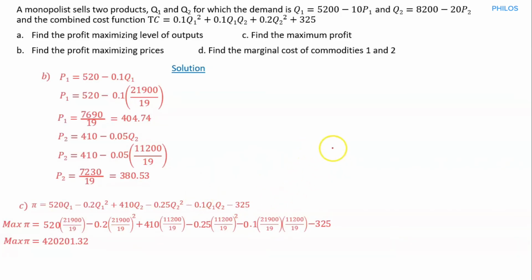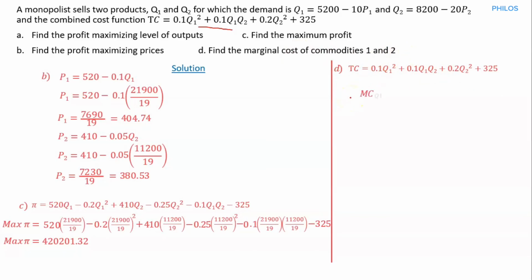Then let's look at question D. Question D says we should find the marginal cost of commodities 1 and 2. To find the marginal cost of commodities 1 and 2, first we recall the total cost function. This is the total cost function here. When we recall the total cost function, we differentiate it with respect to Q1 to get the marginal cost of commodity 1, and also differentiate the total cost with respect to Q2 to get the marginal cost of commodity 2. So let's do that.